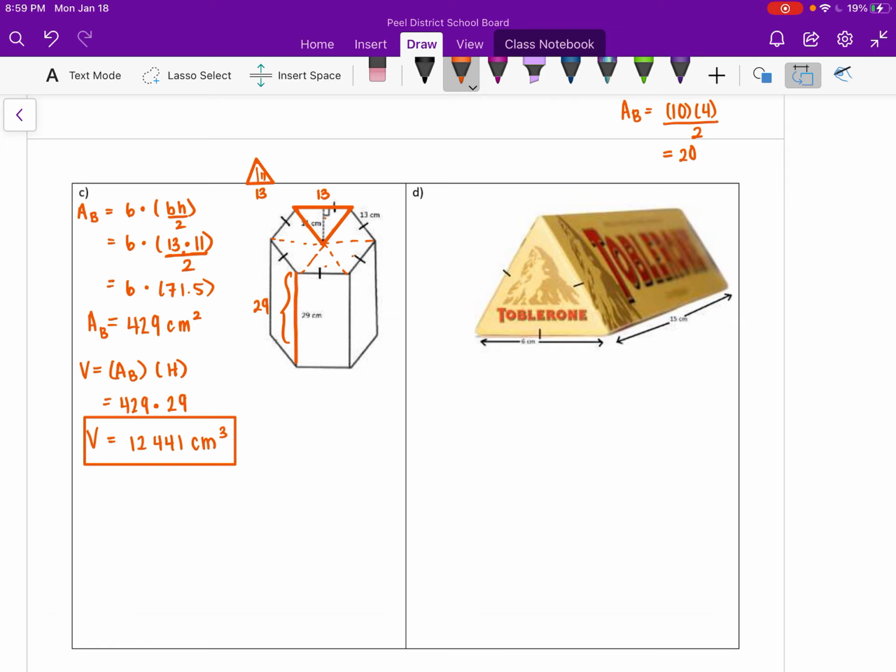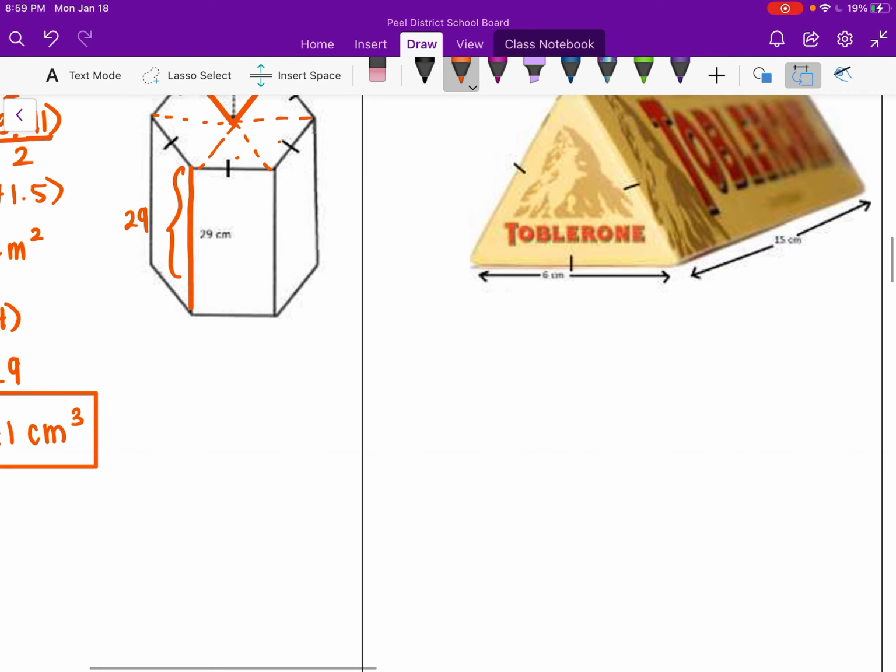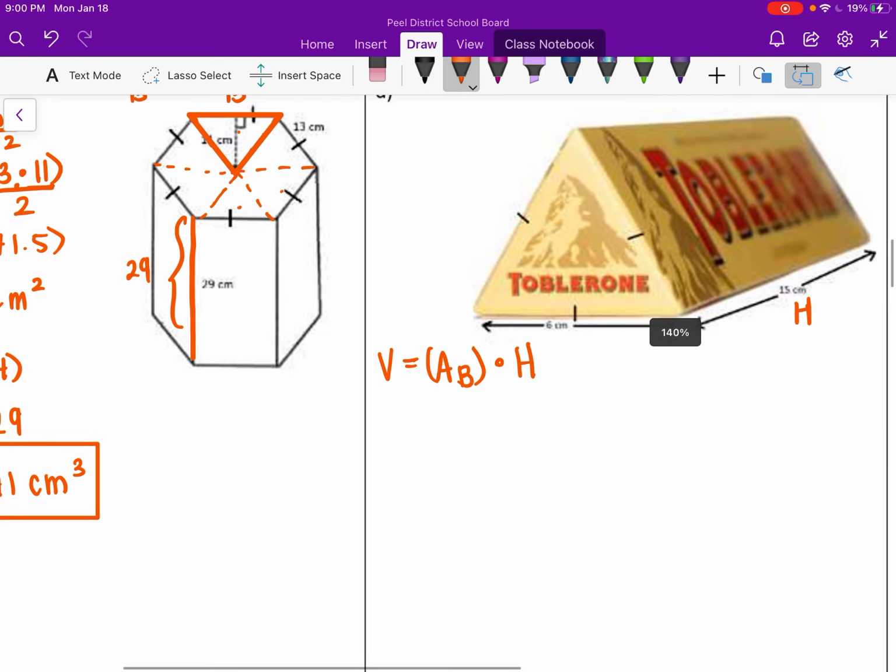All right, so welcome back. First things first, what do we want to find? We want to find the volume. We know that volume is equal to area of the base multiplied by the height. We know that our height here is 15, because that's what's connecting the two triangles together, right? So let's worry about that after.